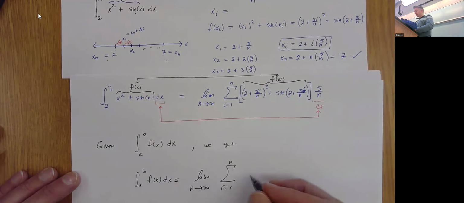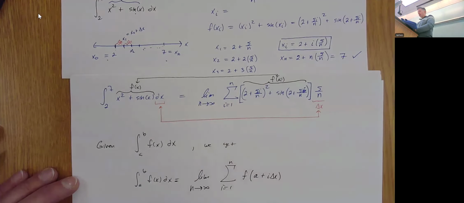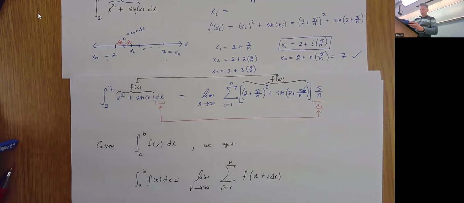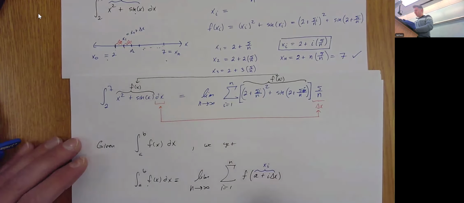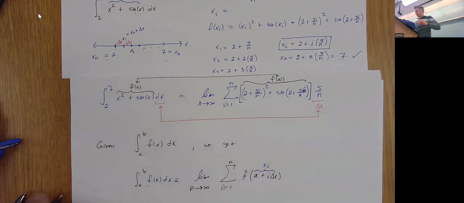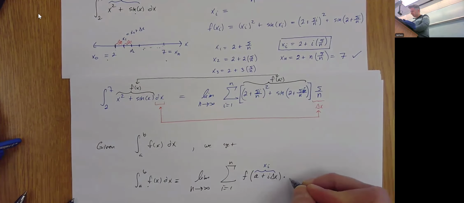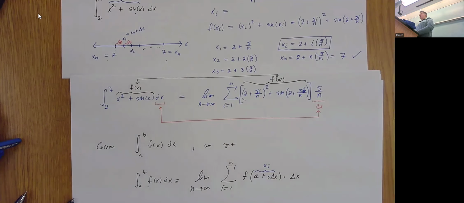So what we're going to write here is f of a plus i times delta x, right? Swapping f of x with f of x sub i. And then multiply by delta x. And then you actually fill in that delta x is whatever it is. It's 5 over n or something over n.